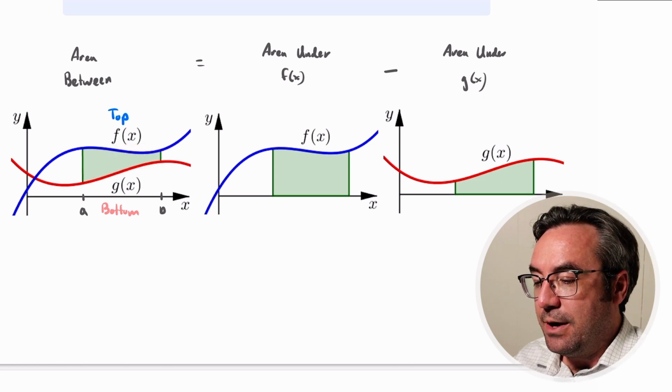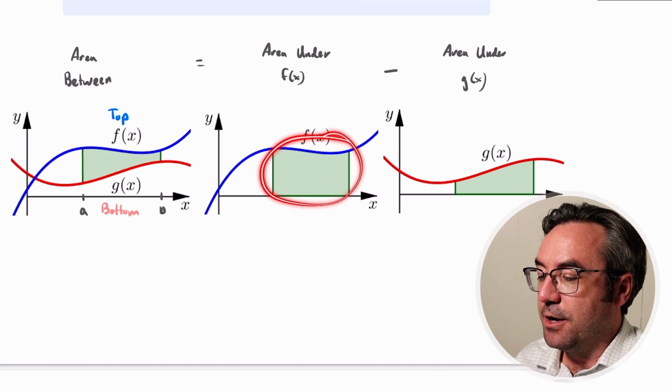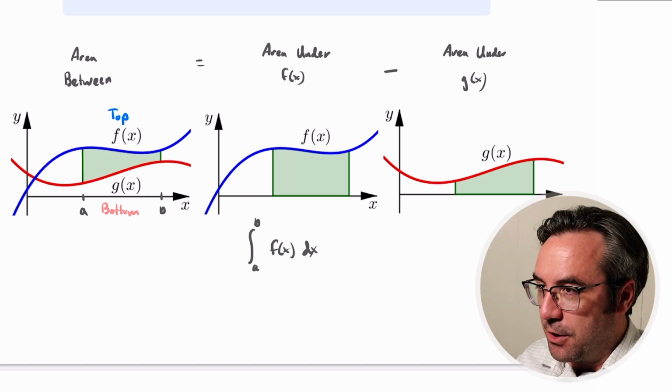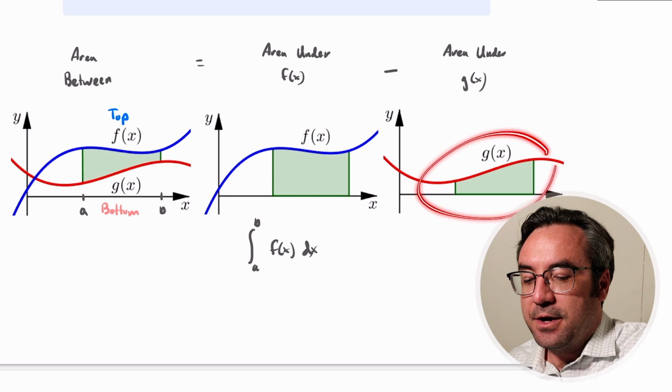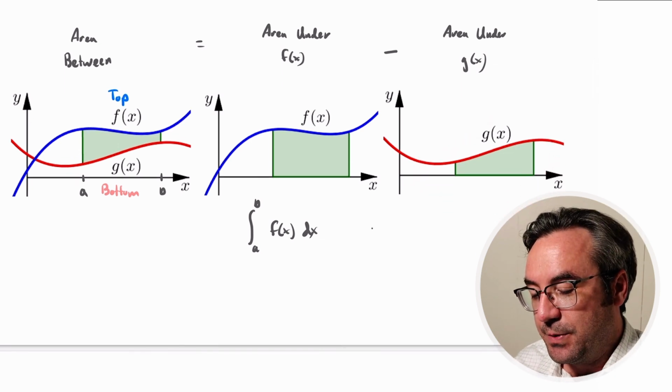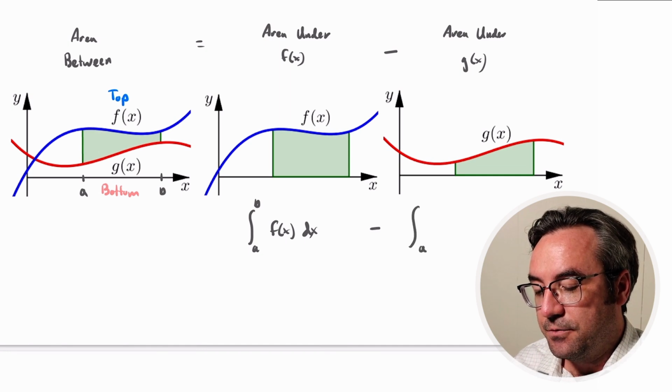So we know how to figure out the area under f of x. This is precisely the integral from a to b of f of x. And we also know how to figure out the area underneath g of x. So this is just our definite integral. So we have minus the integral from a to b of g of x.